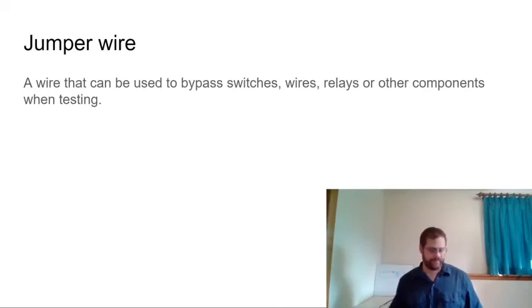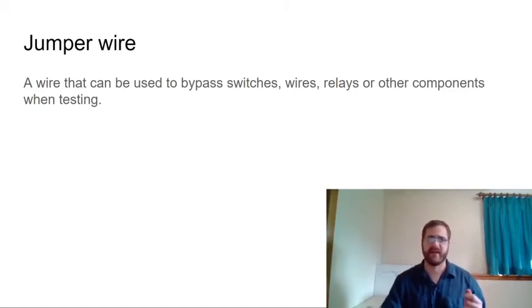Okay, a jumper wire. Honestly, this kind of is a jumper wire. It's simply a wire that can be used to bypass switches, relays, or other components when testing. You can get fancy jumper wires. I never have. I've simply just used scrap wire most of the time. Sometimes you have to get actual good relay, or sometimes you have to get good connectors for the ends so they can actually handle that. But it's just a jumper wire.